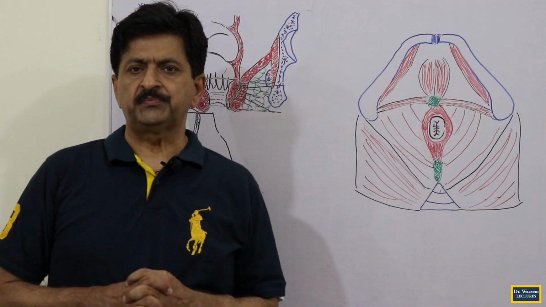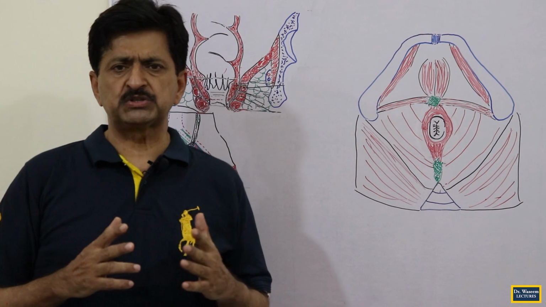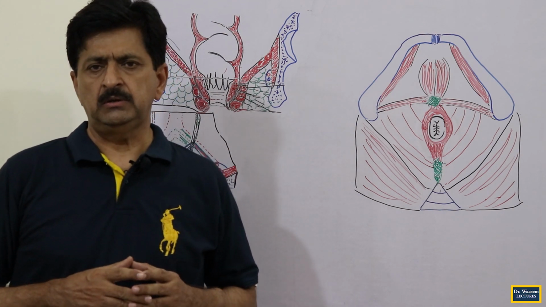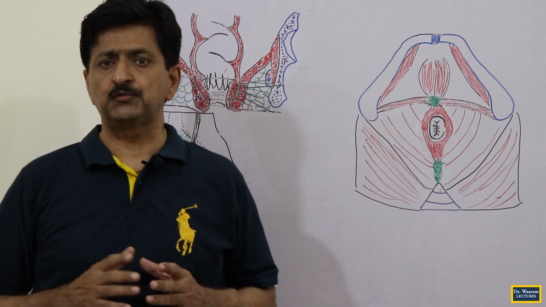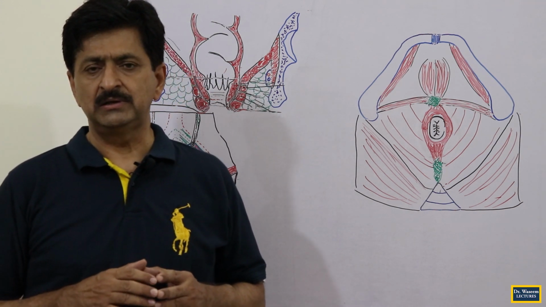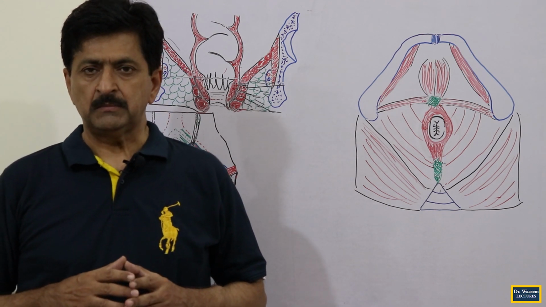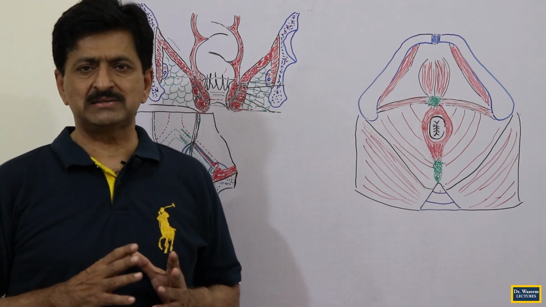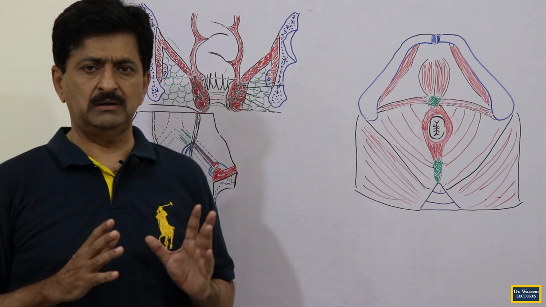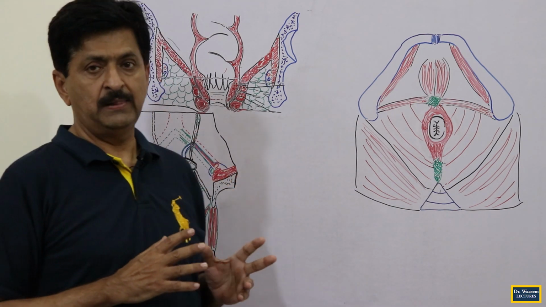Hi students, in this class we are going to discuss two topics which are interlinked with each other. One is called the ischiorectal fossa, precisely the ischioanal fossa, and the other is the pudendal canal, or the Alcock's canal. Now if you are looking at this, this is called the ischiorectal fossa, the ischioanal fossa.